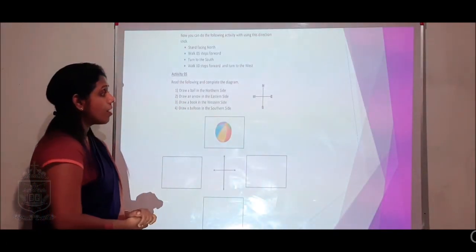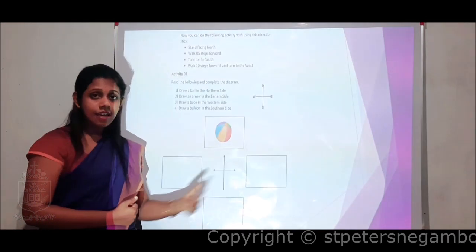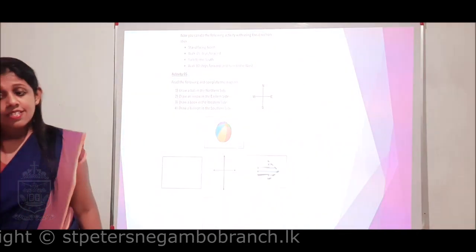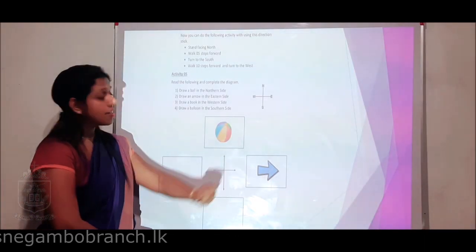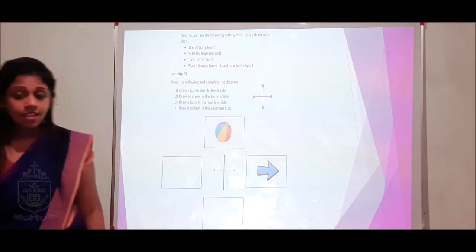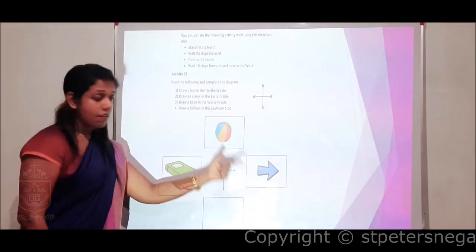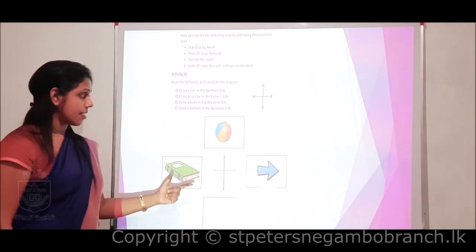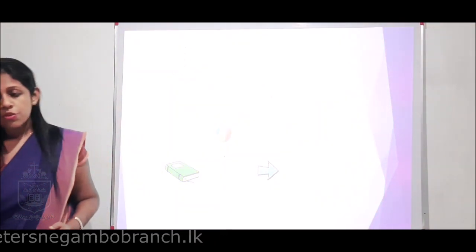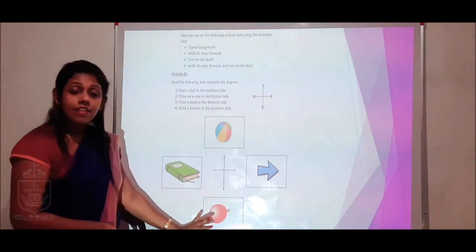Draw an arrow in the eastern side. So what is the eastern side now? Yes, now we have to draw an arrow in the eastern side of the diagram. And then draw a book in the western side, just opposite to the east direction. So we have to draw a book in the western side. Last one, draw a balloon in the southern side. So according to the instruction, we have to draw a balloon in the southern side.